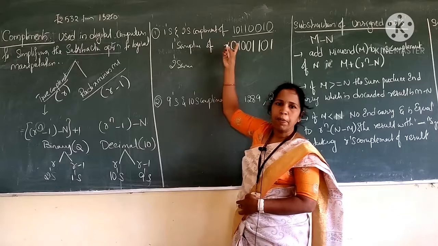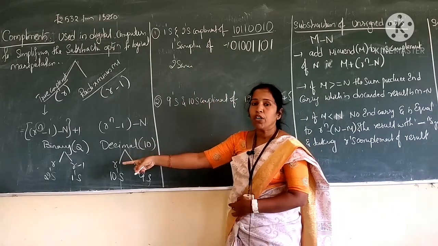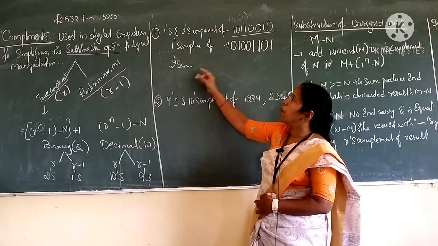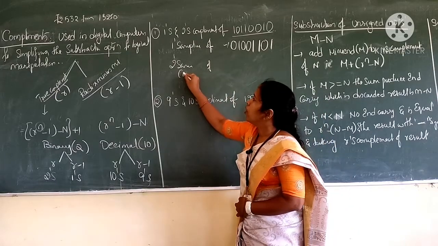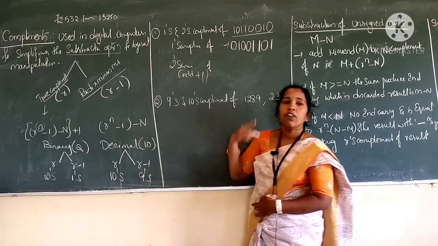R minus 1's complement I got. Now it is R's complement. R's complement is nothing but you should add 1 to the R minus 1's complement. So 2's complement of the given number is nothing but adding 1. So what you will do here is add 1 to the 1's complement.